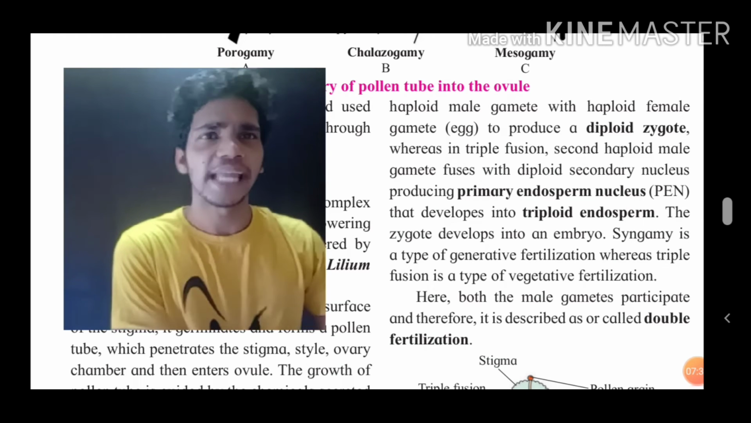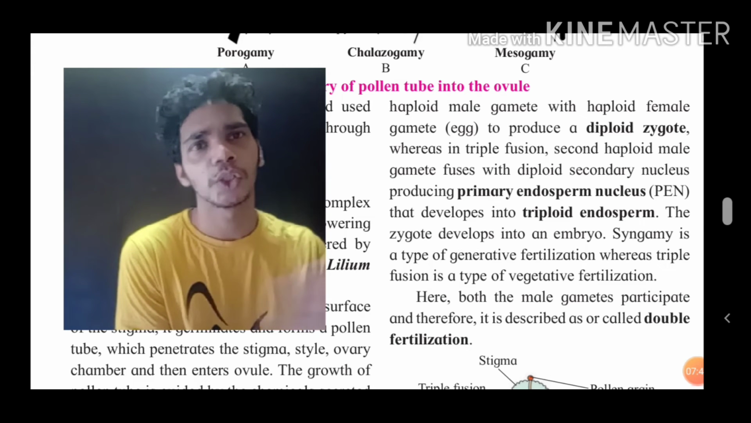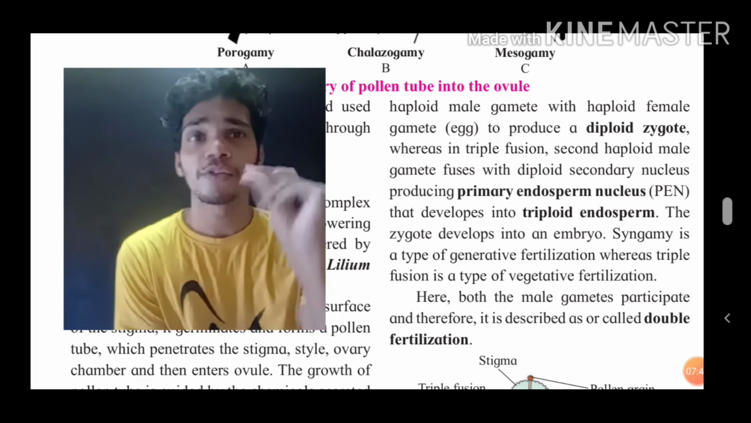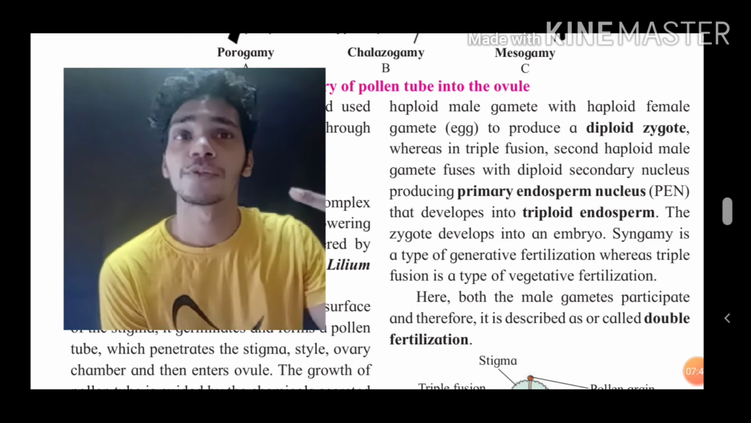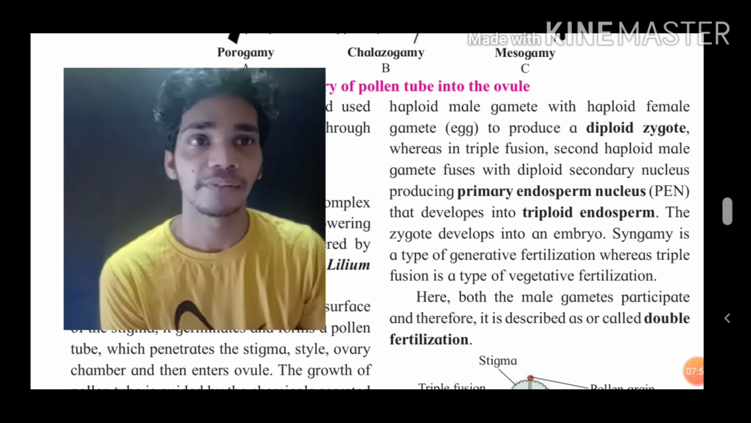This is the most likely asked question: write a short note on double fertilization, or why it's called double fertilization. We have to explain the syngamy and the triple fusion as well. So we have to understand this very well.